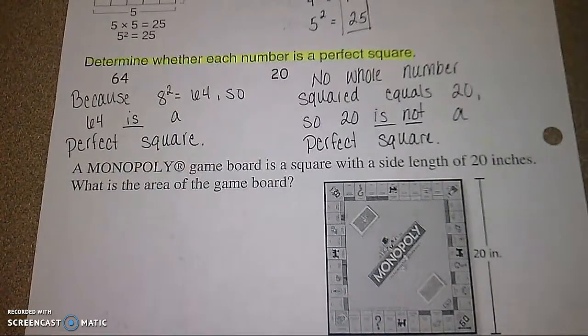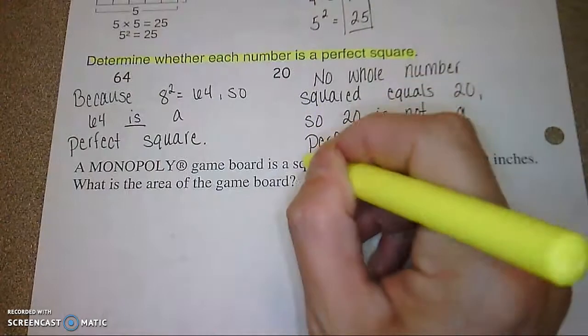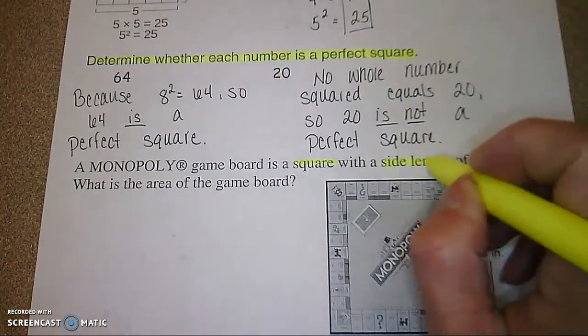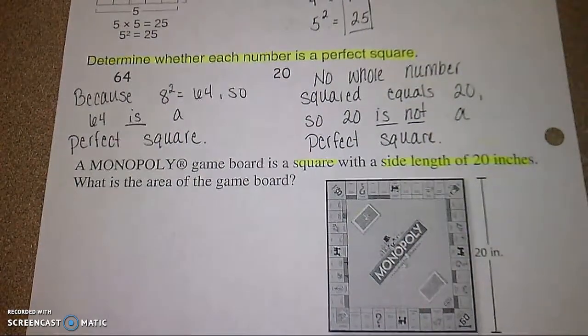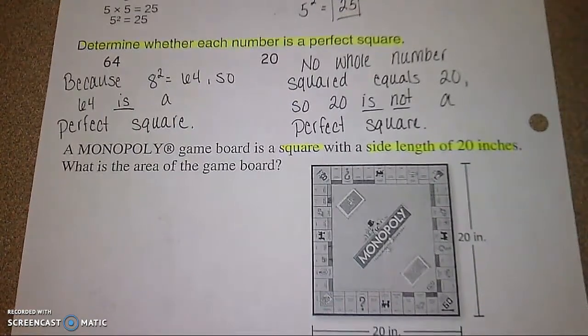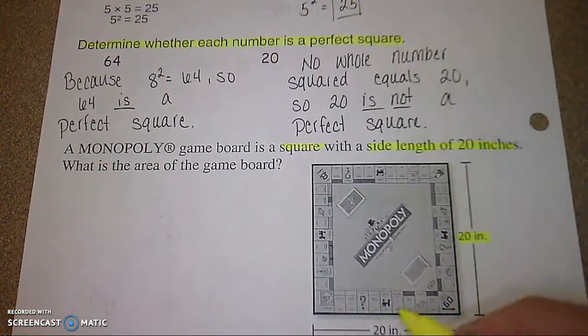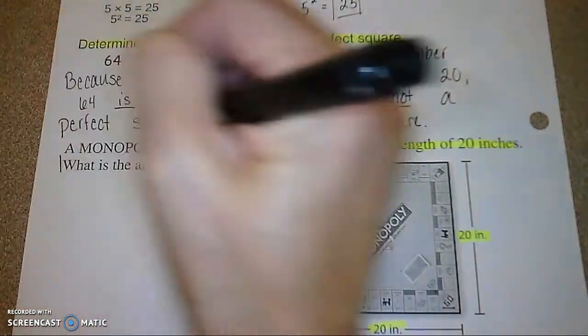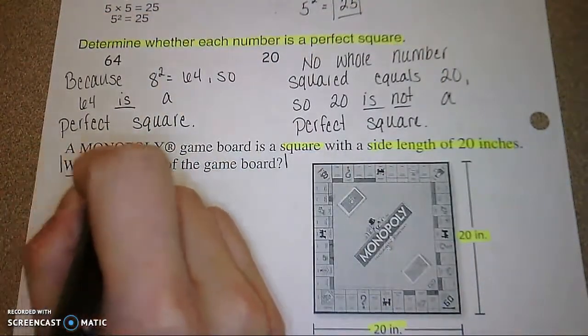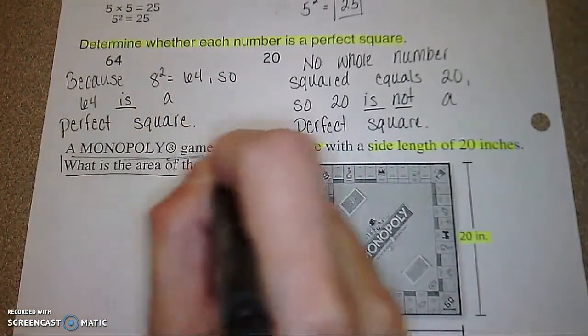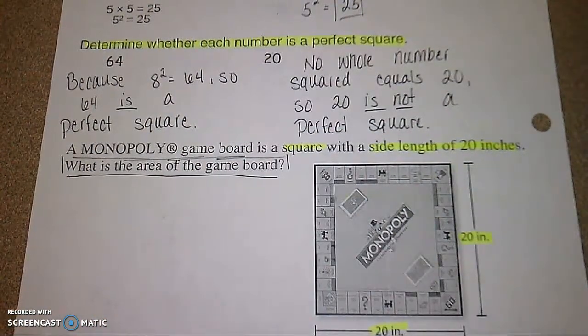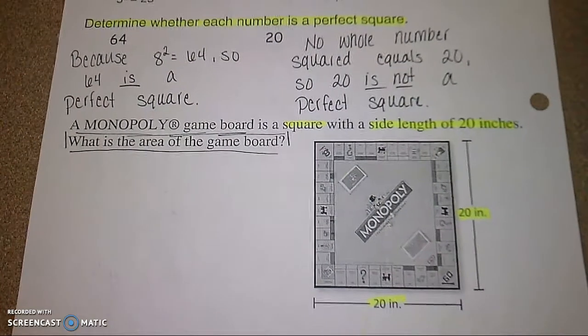Okay, so we're going to go ahead and try a word problem here. We have a game board here. It's a Monopoly game board. It is a square, and it has a side length of 20 inches. So the reason I marked that knowing it's a square is important because I only know one side length. But if I know it's a square, then I know all 4 side lengths because they're all going to be the same. And then I'm going to put a box around the question. Okay, what is the area of the game board?